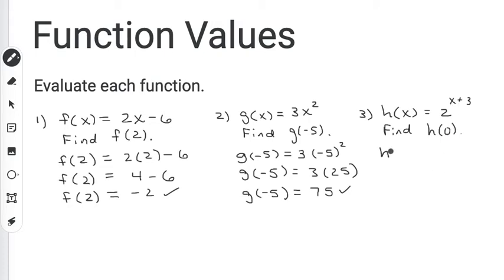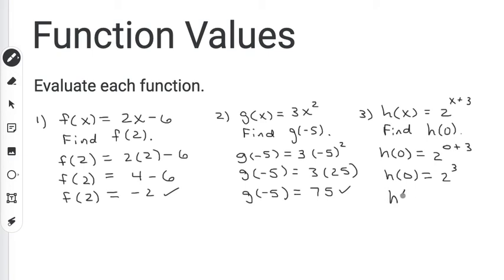So I start off with h of 0, and I keep the 2 the same. That's going to be my base. My exponent is going to be x plus 3, so that's going to be 0 plus 3, because all I'm doing is replacing the x with a 0 and seeing what happens. So I bring down the h of 0, and I'm going to do the addition up here first. 0 plus 3 is 3, so I'm going to get 2 to the third power.